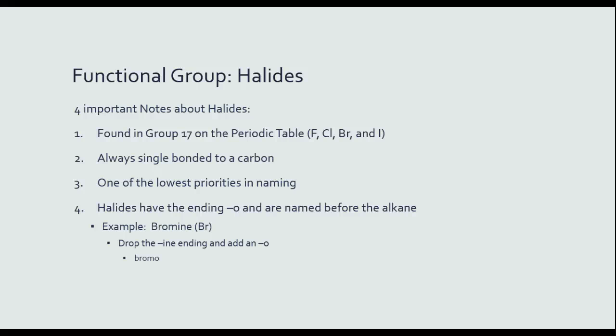When you see these in organic compounds, they're always single bonded to a carbon, never doubles, never triples. They have one of the lowest priorities in naming. You'll understand more about that as we go forward. And lastly, halides are always given the ending "o" and are named before the alkane name. So for example, if you have bromine attached to your carbon chain, you drop the "ine" ending and add an "o" instead. So this would be called bromo.